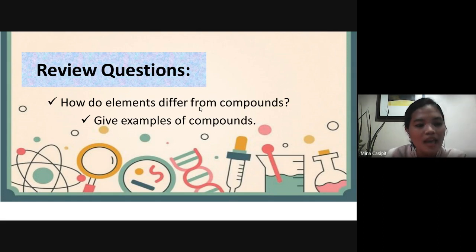How about Adam? Okay. So, tama po yung sinabi ni Harry at saka ni, sino yun? If I'm not mistaken, Rhea May, that element, it is a pure substance that contains only one specific atom. And compounds, they are composed of two or more elements. Tama po yun. And elements cannot be broken down into simpler substances.